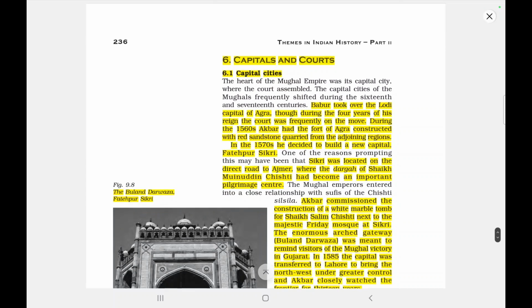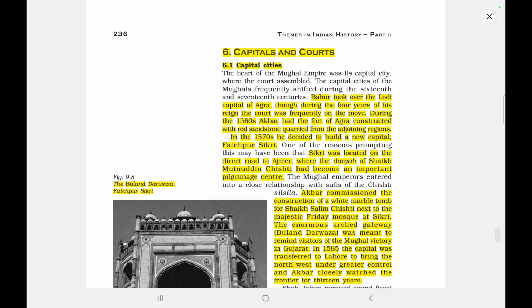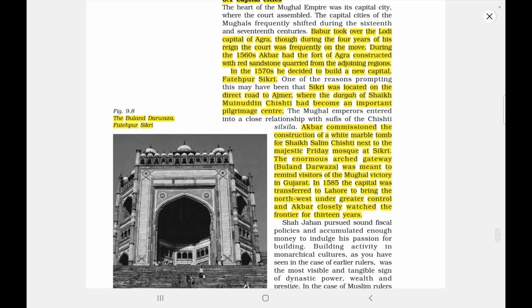Capitals and courts. Capital cities. Babur took over the Lodi capital of Agra, though during the 4 years of his reign, the court was frequently on the move. During the 1560s, Akbar had the fort of Agra constructed with red sandstone quarried from the adjoining regions. In the 1570s, he decided to build a new capital, Fatehpur Sikri.